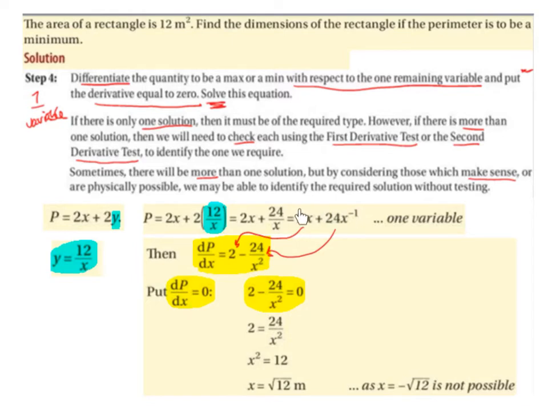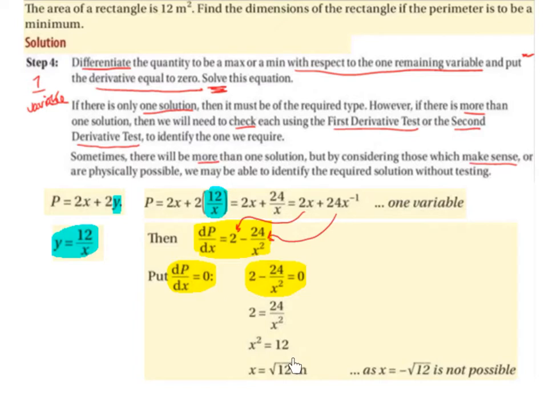Now we're going to differentiate P in terms of x. Differentiating 2x, we get 2. Differentiating 24x to the power of minus 1, we get minus 24x to the power of minus 2, which gives us minus 24 over x squared. Now we put dP/dx equal to 0. So 2 minus 24 over x squared equals 0. So 2 equals 24 over x squared. So x squared equals 12. So x equals the square root of 12. Minus root 12 is not possible, because we cannot have a negative length or a negative width.